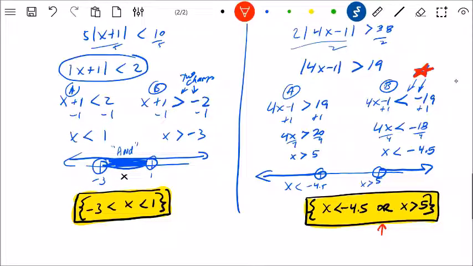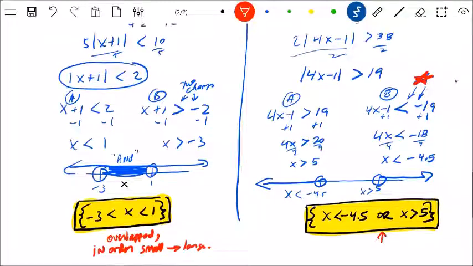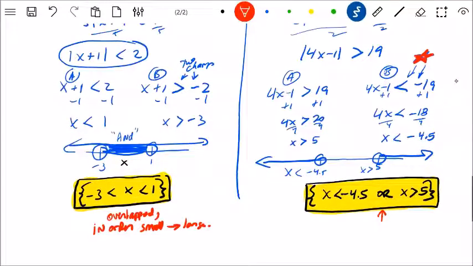This one doesn't have an or statement, but this one's overlapped, in order small to large. Okay, we have it in the right order there. And the same thing with this, in order from small to large too, on the other side here.